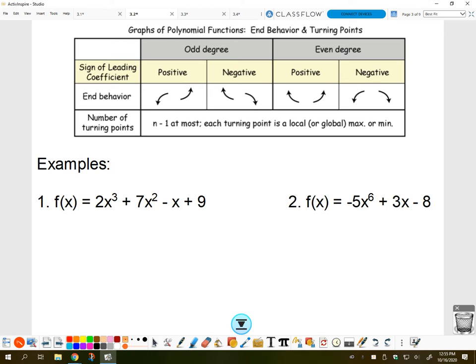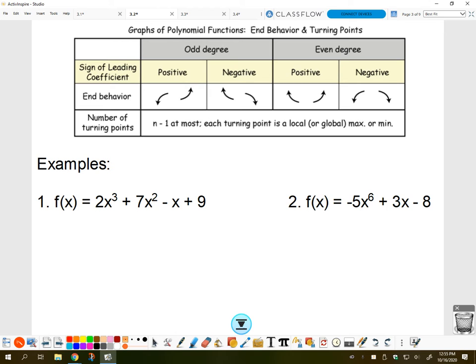Alright, so end behavior and turning points is what this little chart has. Turning points is just if the degree is 4, then it can change directions 3 times. One less than the degree is how many turning points you can have. You're not necessarily going to have that many. And turning points are going to be maxes or mins, hills and valleys. What's really important is that you understand end behavior. What's the end of the graph going to look like?